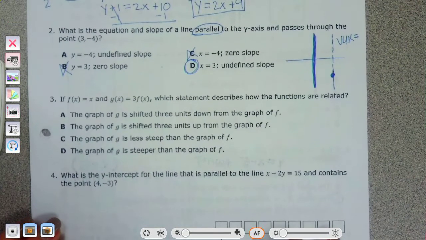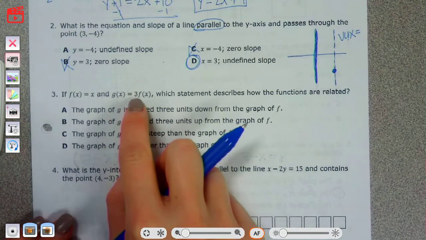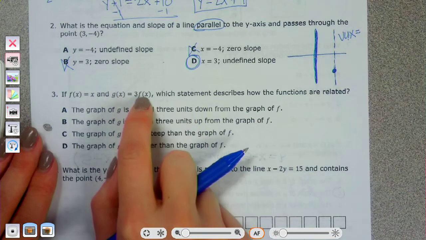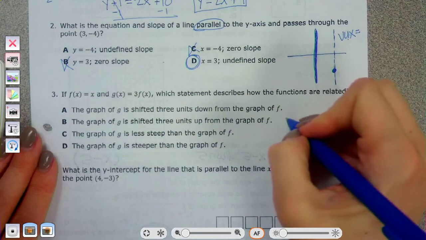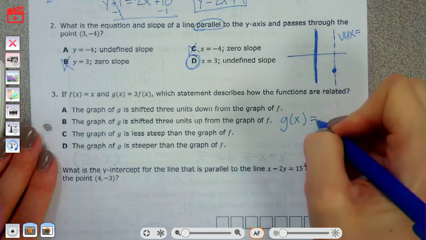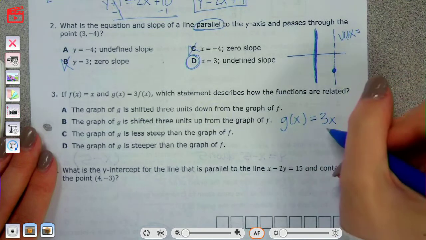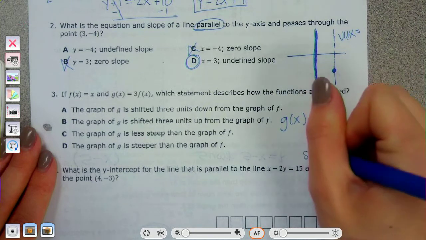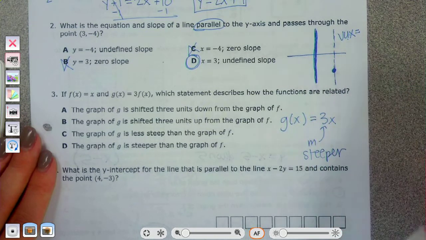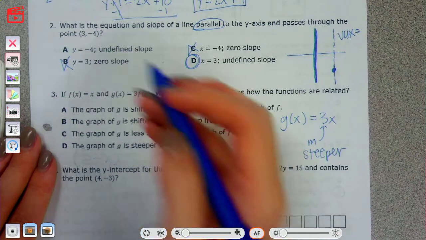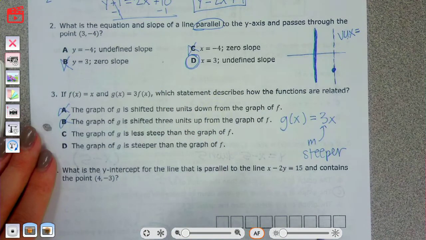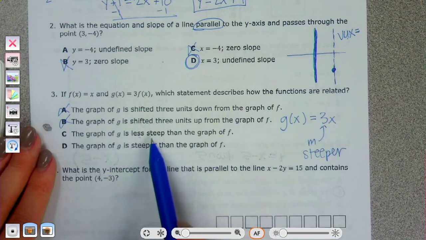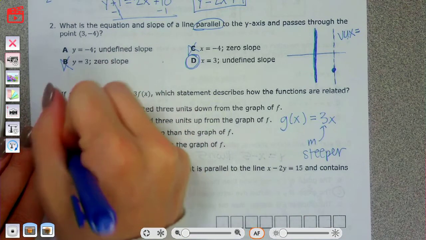Next one, if f of x equals x and g of x equals 3f of x, which statement describes how the functions are related? Well, f of x equals this x. So g of x essentially is 3x. Well, we know that this is our slope. So when our slope is bigger, we are going to get steeper. So it did not shift, so I can cross both of these out. It's not less steep because this is greater than 1, so it's going to be steeper than the graph of f. So our answer is D.